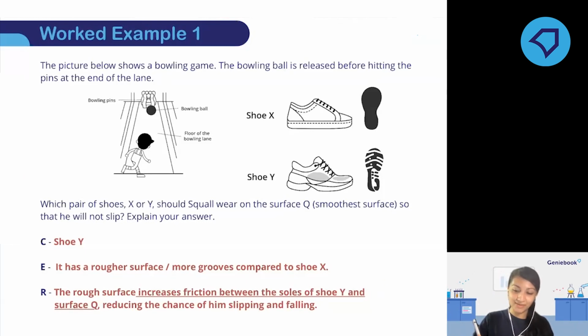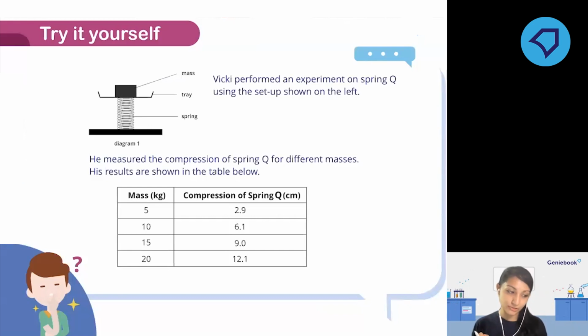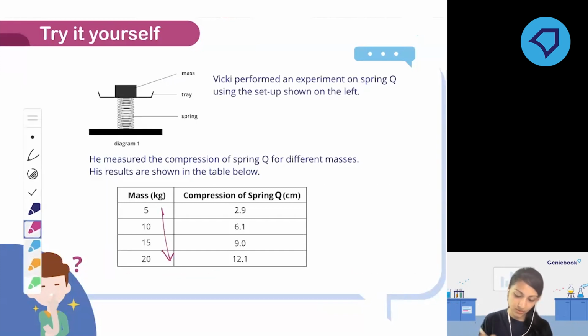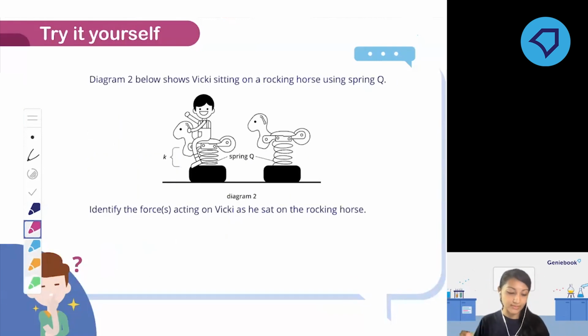Okay, so for the time being, let's look at this question. Try it yourself. Vicky performed an experiment on spring Q using the setup shown on the left. Okay, so more questions on spring. And then we look at the results. The mass increases. Oops. Mass increases. And then the compression increases as well, meaning more of the spring gets compressed. Okay. So what does that mean? All right.